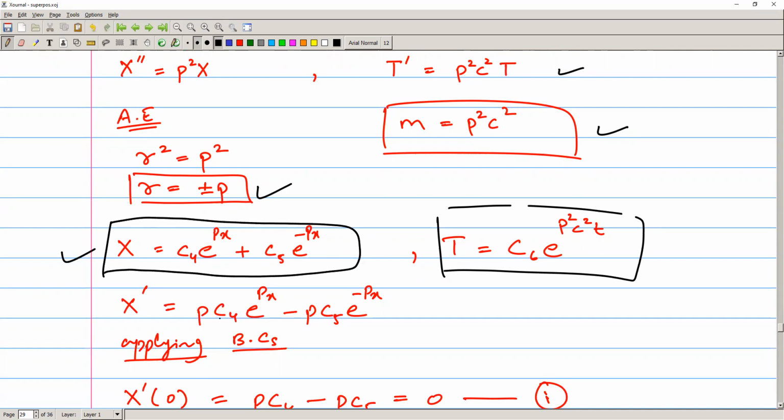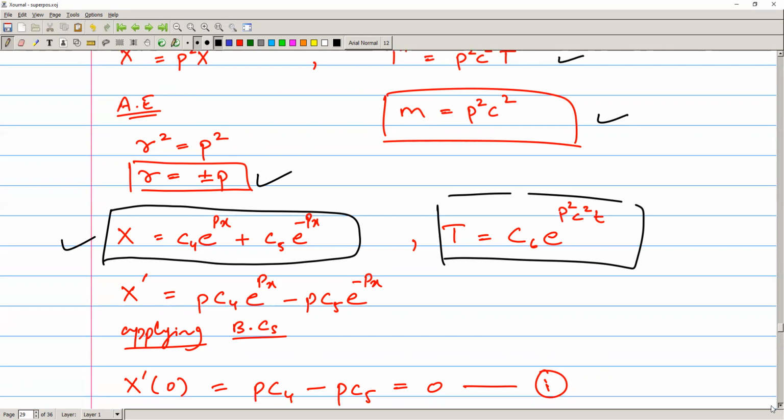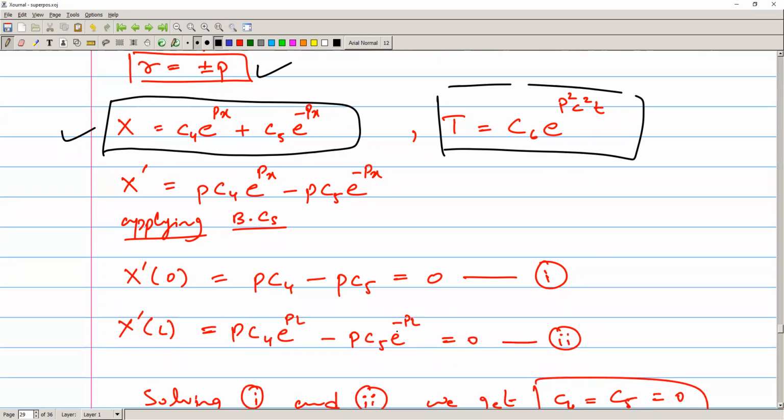First of all, before applying the conditions, we will differentiate this equation because derivative boundary conditions are given, right? So when we differentiate this, we will get p C4 times e to the power px minus p C5 times e to the power negative px. And now we will apply the boundary conditions.